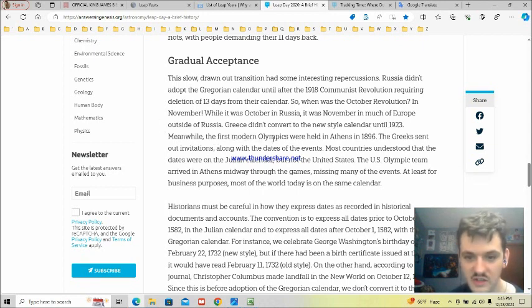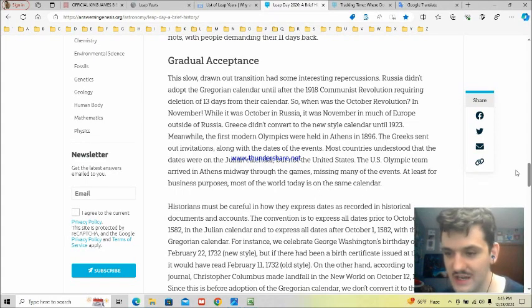Meanwhile, the first modern Olympics were held in Athens in 1896. The Greeks sent out invitations along with the dates of the events. Most countries understood that the dates were on the Julian calendar, but not the United States. The U.S. Olympic team arrived in Athens midway through the games, missing many of the events. At least for business purposes, most of the world today is on the same calendar.